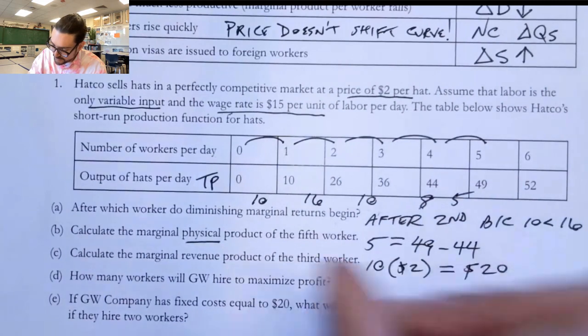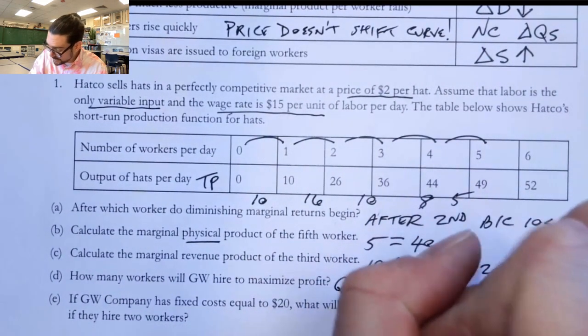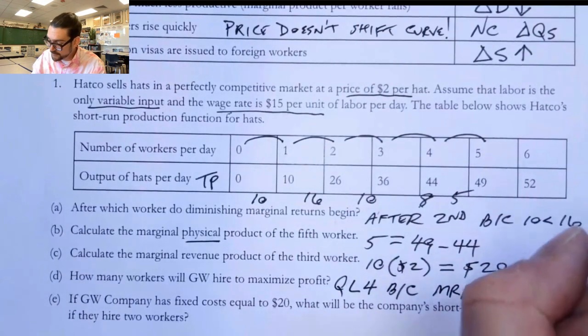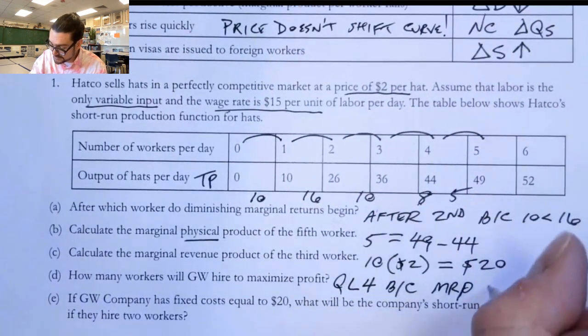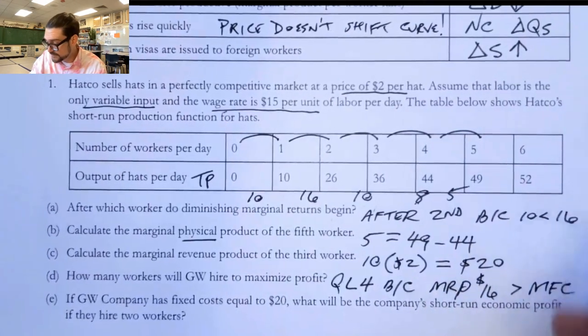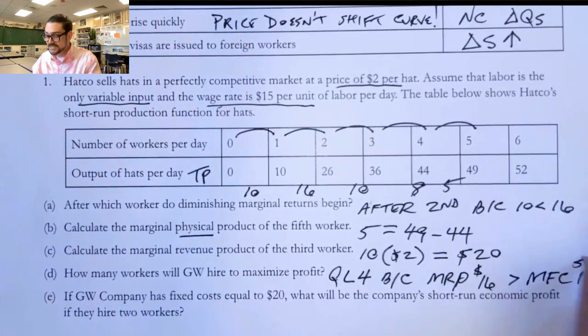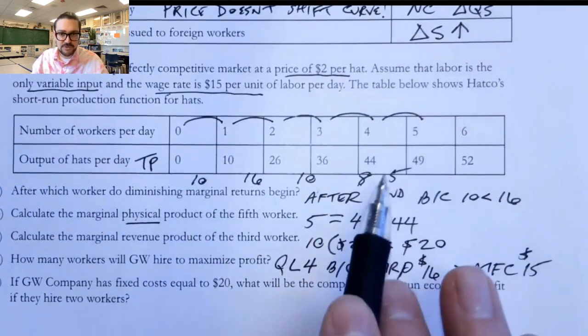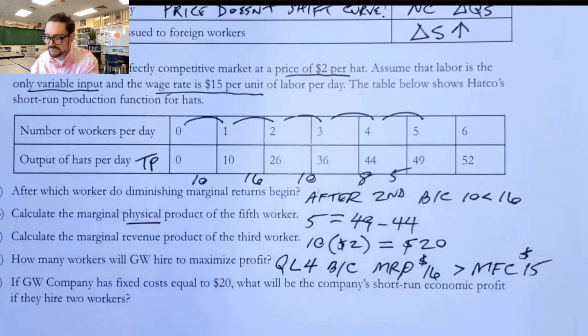So we would say quantity of labor 4 because the MRP of that fourth worker was $16, and that's greater than the marginal factor cost of that worker, which was $15. And if we were being really full in our explanation, we would say, and not the fifth worker, because the fifth worker only generated $10 and they would cost us 15.